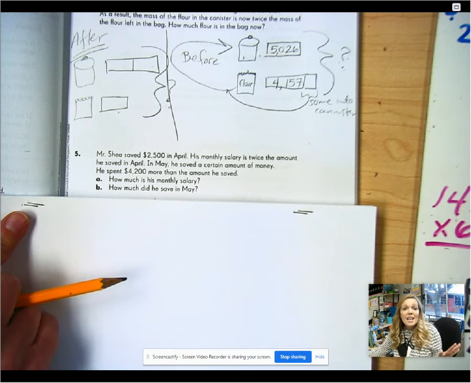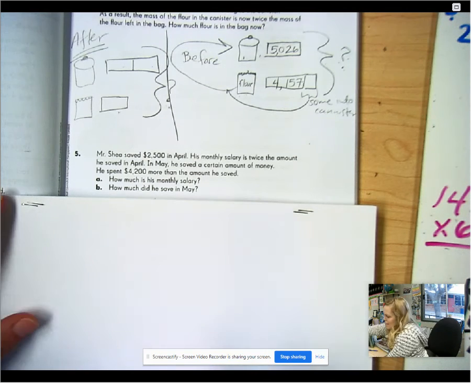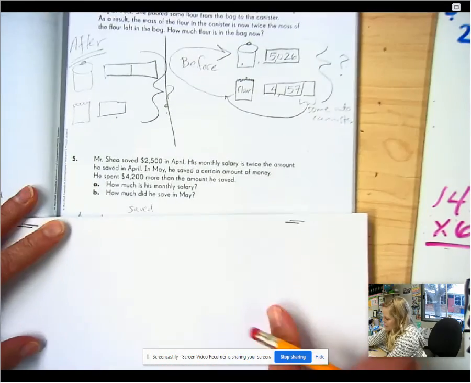Mr. Shea saved $2,500 in April. His monthly salary is twice the amount that he saved in April. There's a lot to unpack in this one. In May, he saved a certain amount of money. Okay, so let's just start with that much. Here's how I would have you get started.